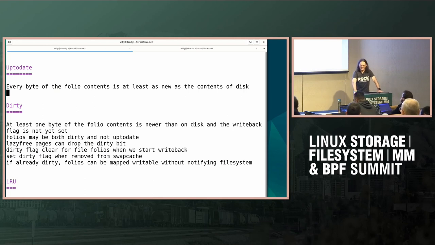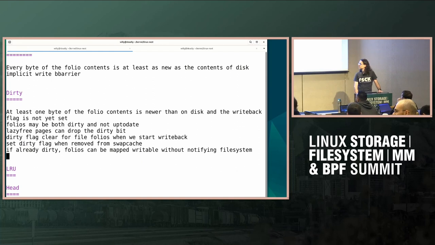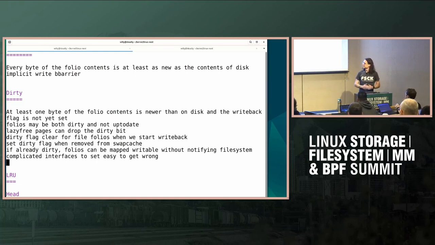All right, 12 minutes. What we got? Oh, good one. I'll flesh that one out later because I know exactly what you're talking about. For the dirty, I think there's multiple interfaces to set it, mark dirty and set dirty. Complicated interfaces to set, easy to get wrong. And I'll let the part about Willy being a fool not be written down.